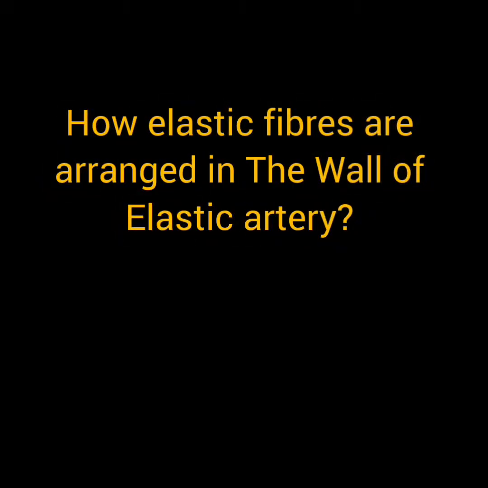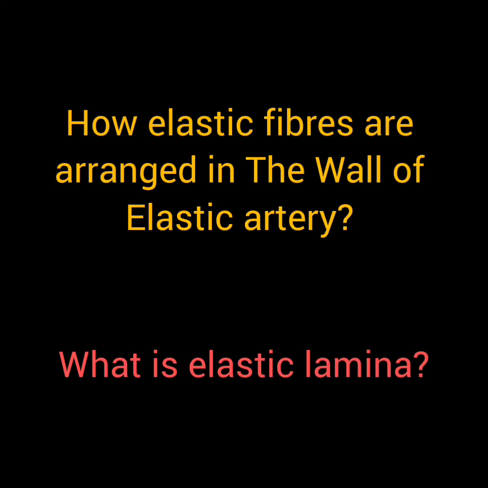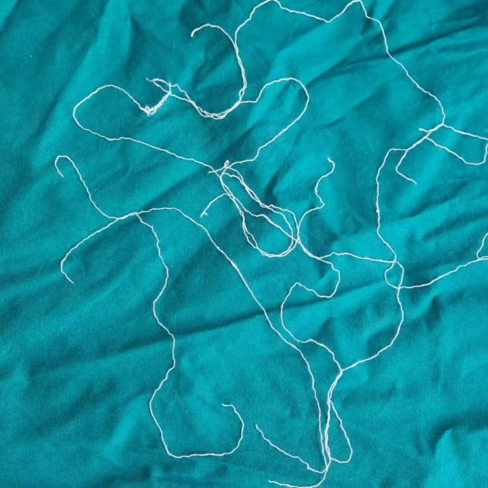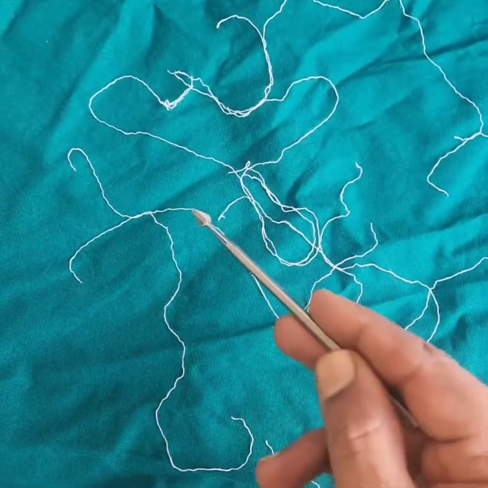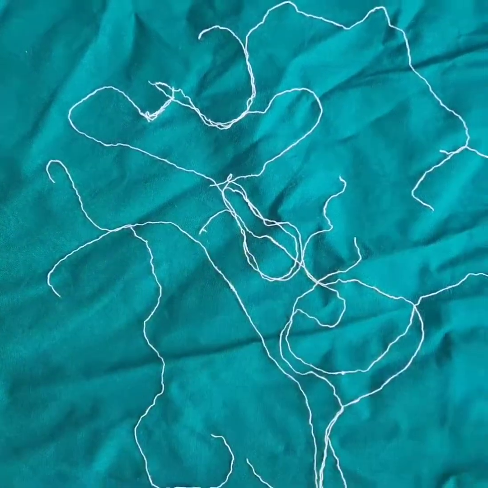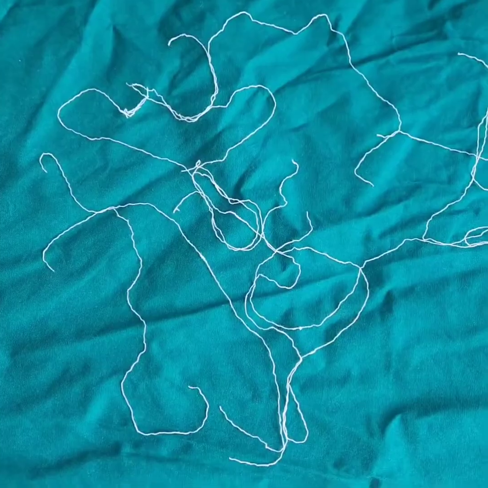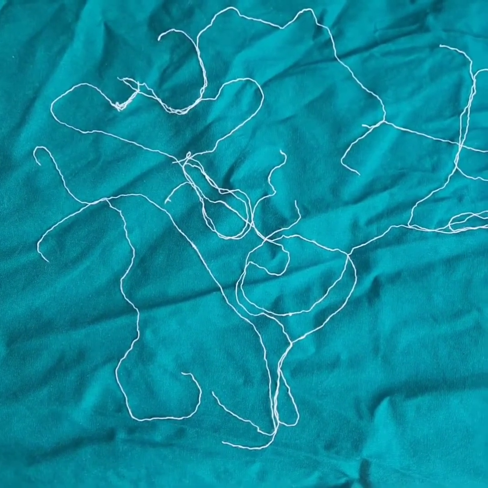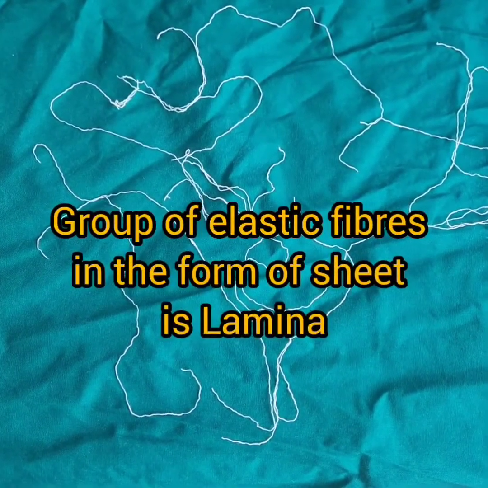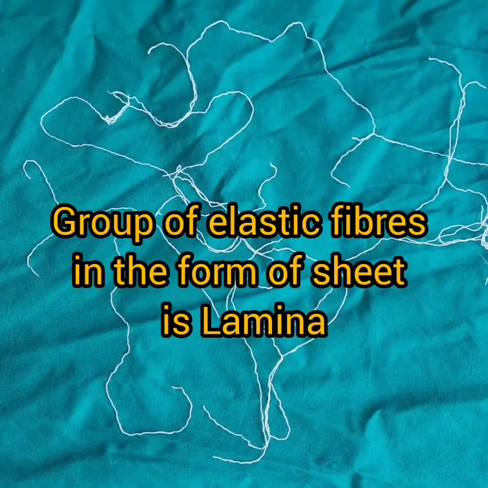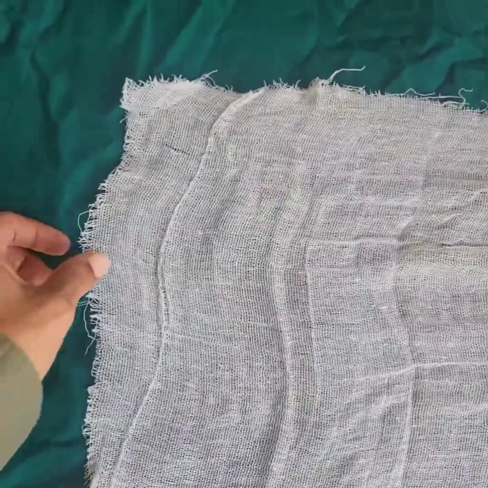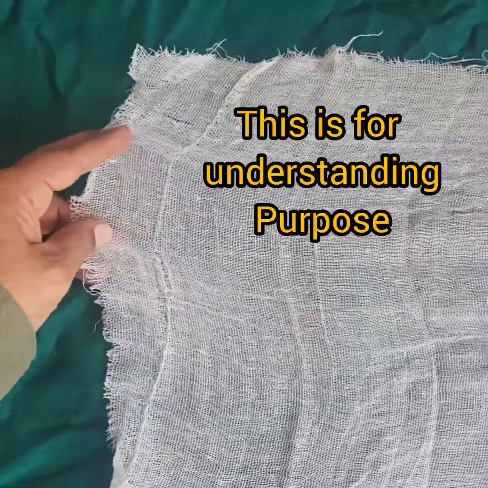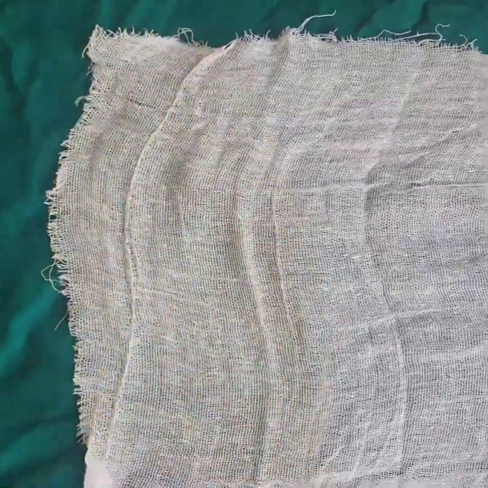How are elastic fibers arranged in the wall of an elastic artery? What is elastic lamina? Let us imagine all these are elastic fibers. They are running single, they are branching, and the cut ends are coiled because of the elasticity. When these elastic fibers are collectively arranged to make a sheet of elastic fibers, that is elastic lamina, it will appear like this and it will show elasticity. The whole sheet will be elastic, and this is one lamina.